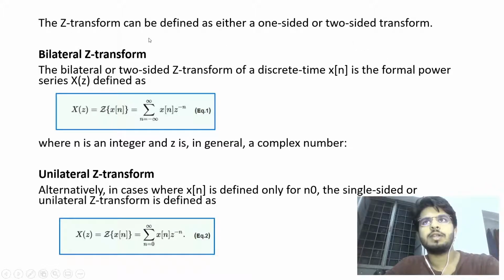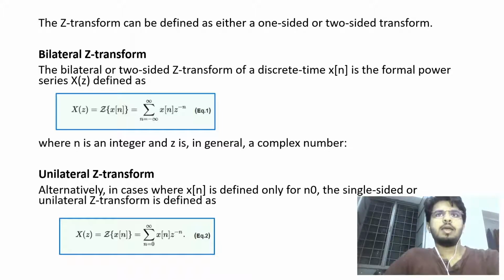The Z transform can be defined as either one-sided or two-sided transform. The one-sided transform being the unilateral Z transform, and two-sided transform being the bilateral or bidirectional Z transform. So in the bilateral Z transform, the Z transform is given by the summation of the input signal and its product with a complex number raised to power minus n, and this n varies from minus infinity to infinity. So that's bilateral Z transform.